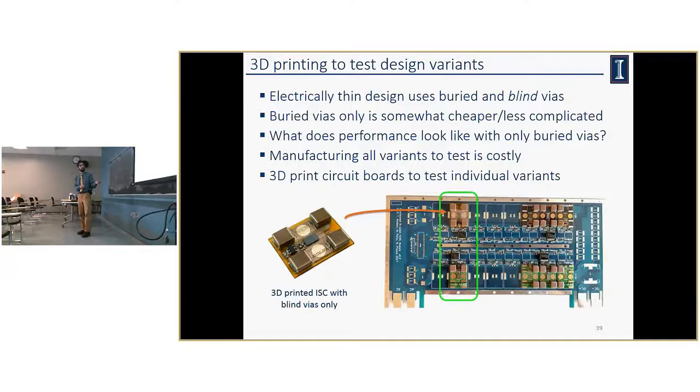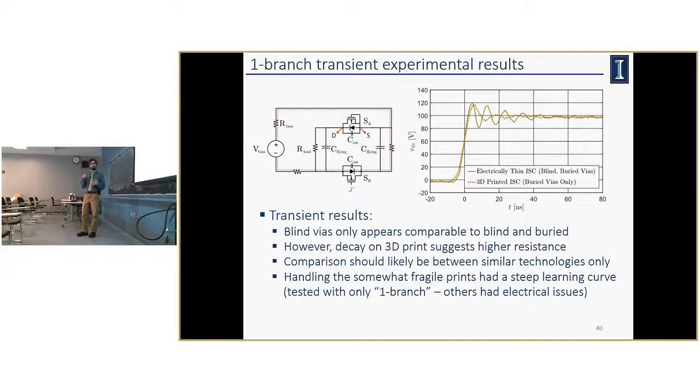This 3D printed cell is representative of just using buried vias alone, not the blind vias. In this case, we see the results were relatively comparable to the actual full electrically thin with blind and buried vias. The electrically thin shown in the green plot with the 3D printed shown in the orange. However, we also notice from this plot that the decay of the 3D printed switching cell, as well as the slightly reduced rise time, seem to indicate that these circuits might have an additional higher resistance or other characteristics associated with them from the 3D printing process.